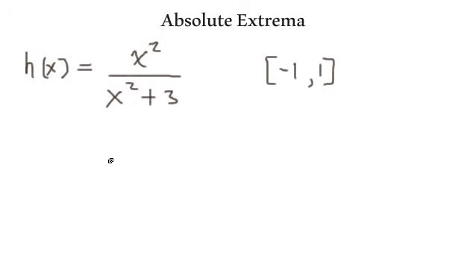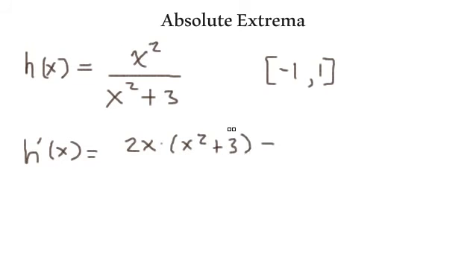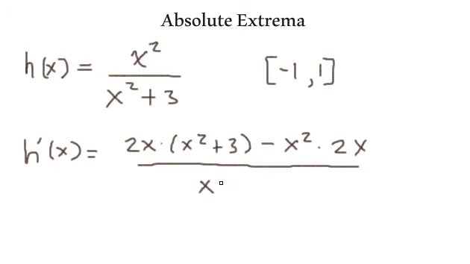Alright, let's get busy. First thing I'm going to do is take the derivative, which means we're going to use the quotient rule. The derivative of the top is 2x times the denominator, minus the numerator times the derivative of the denominator, which happens to be just 2x. Hopefully you know how to take derivatives at this point in your math career.